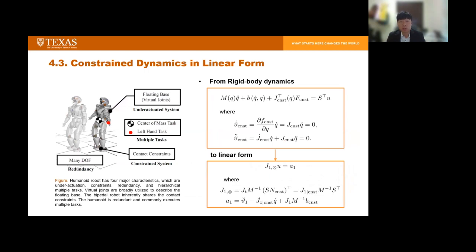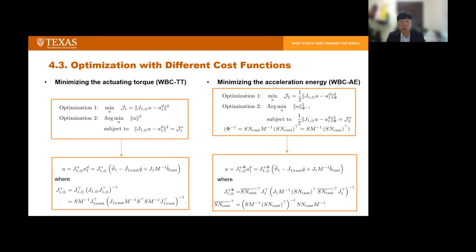Next, I formulated the whole body control problems in many optimization forms and compared the solutions to each other. Given the current position, velocity, and desired acceleration, we can express the constrained rigid body dynamics as a linear equation. Humanoid robots are usually redundant systems, so the solutions to whole body control problems generate different whole body behaviors in terms of their cost functions. Here, we formulate two optimization problems with different cost functions. The first formulation is to minimize the actuated torque, and the second one is to minimize the acceleration energy. We can simply derive an analytic solution to each optimization problem as shown in the boxes below.